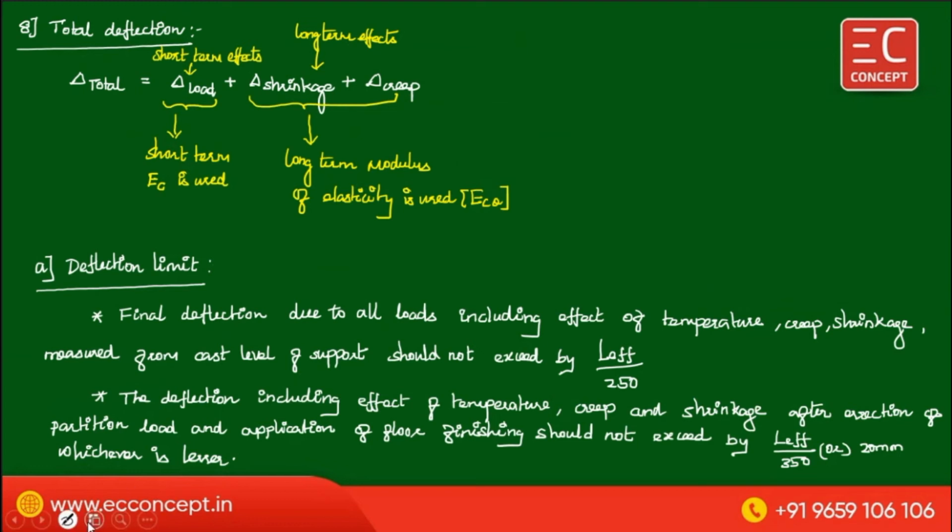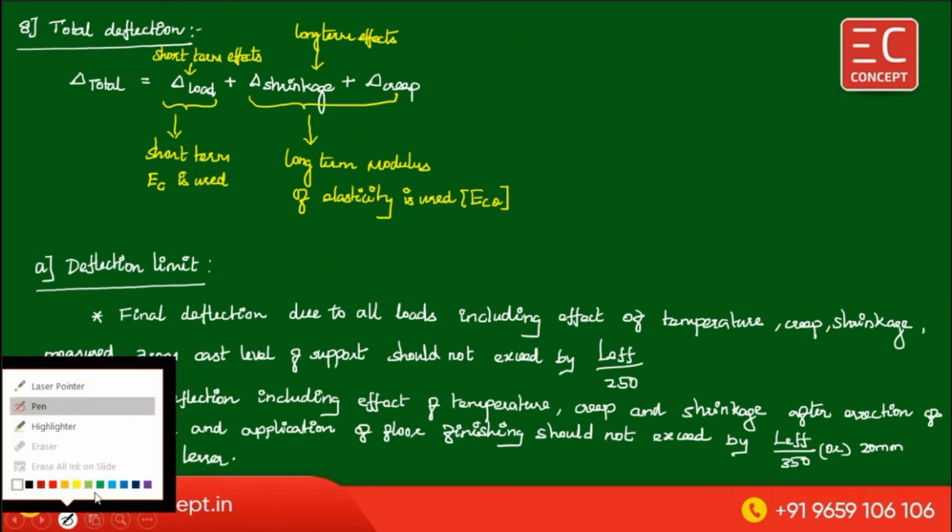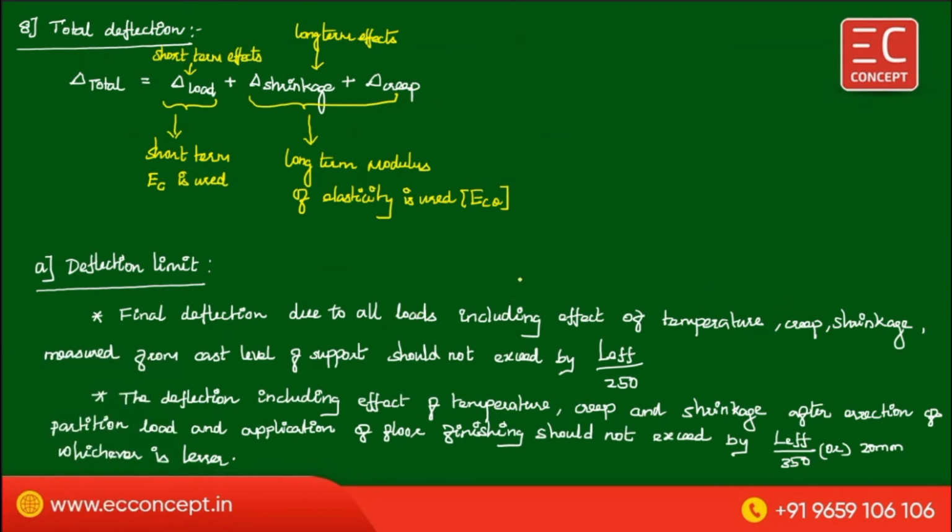The final deflection due to all loads, including effect of temperature, creep and shrinkage, measured from cast level of support, should not exceed L effective divided by 250. This is the first statement.